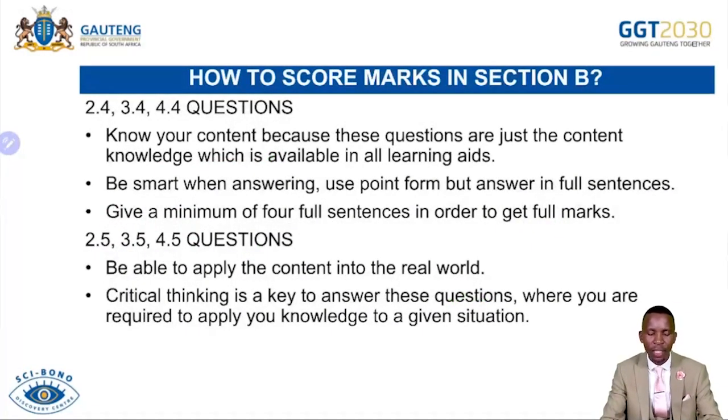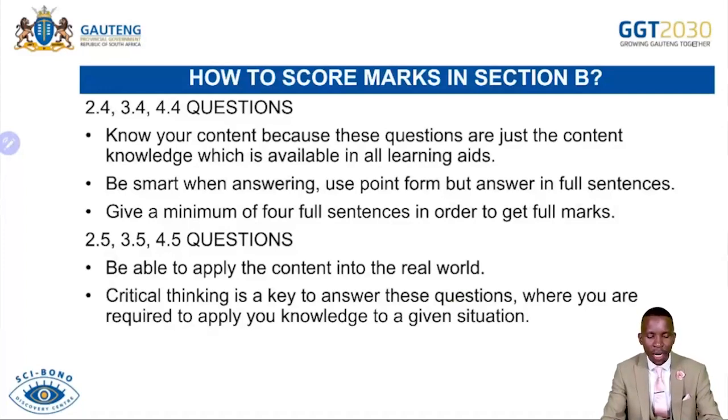And then how to score marks in Section B? That is the 2.4, 3.4, 4.4 questions. Know your content, because these questions are just the content knowledge which is available in the learning guides. All learning aids have this content. We don't evaluate here in 2.4, 3.4, 4.4. It is the content knowledge, so you need to know your content.